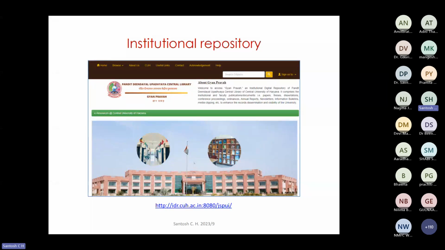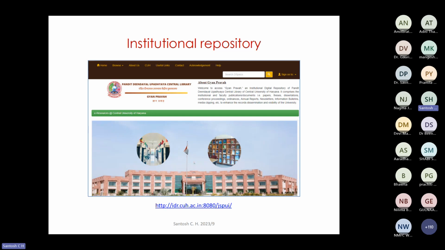Nobody has stopped you to create your profile. No authority will stop you from having your profile on Google Scholar. So these are all in your hand, and you can do that. The sixth point is, you can also have your presence on the institutional website or institutional repository.